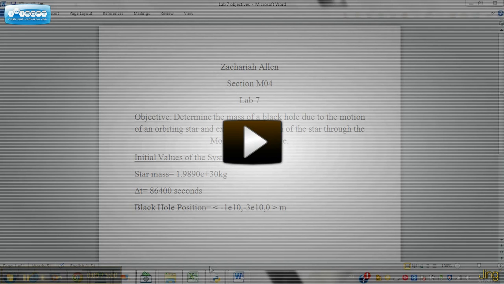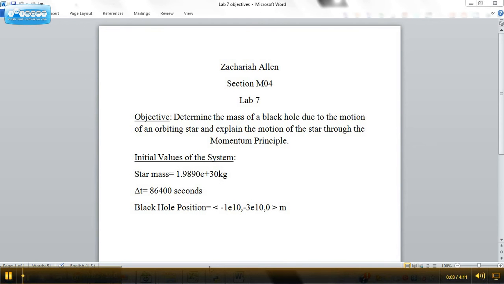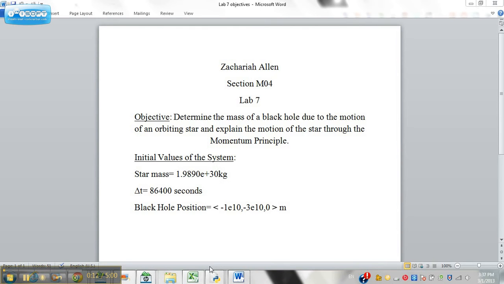My name is Zach Allen, and today we are going to be learning about perpendicular and parallel forces and the momentum principle, and how it relates to this specific problem. Today we're going to be looking at Python, and we're going to try to figure out the mass of a black hole, do the motion of an orbiting star, and then we're going to explain the motion of the star through the momentum principle.